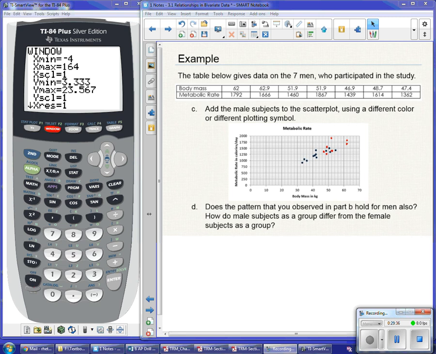And so it says, how do the male subjects as a group differ from the female subjects of the group? So this is where you want to use your comparison words. And I think here we can see very clearly that the body mass for men tends to be higher than it does for women, as does their metabolic rate.